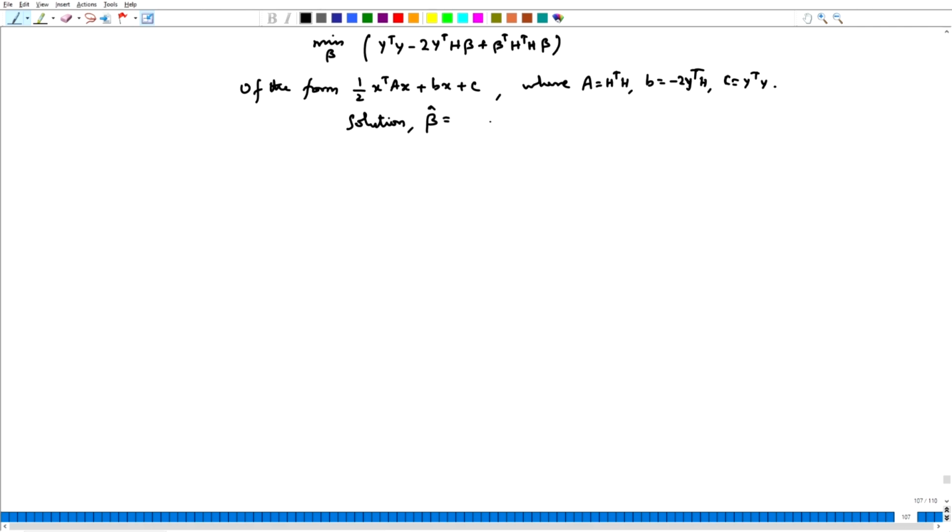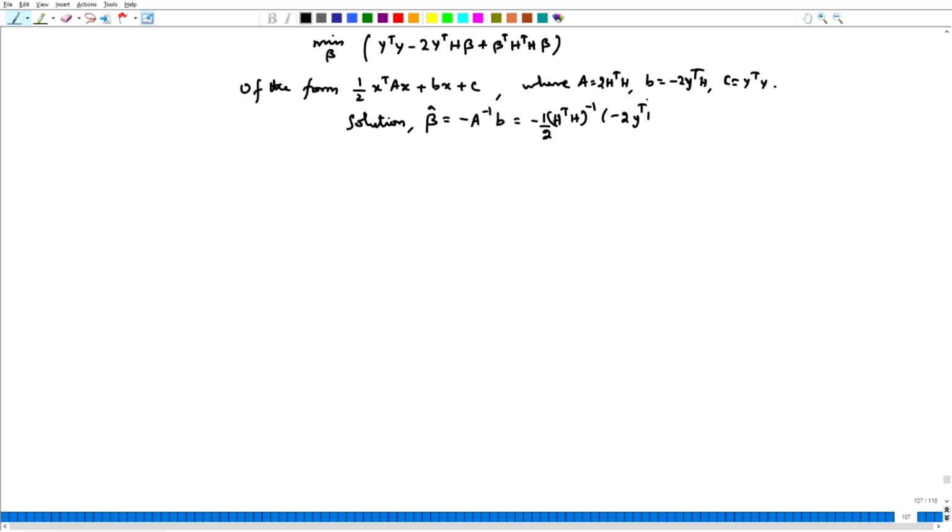And of course, the solution is beta hat equals minus A inverse b, which is minus H transpose H inverse. Wait, since we have a half in front, A is actually 2 H transpose H. I forgot that. So it is 2 H transpose H, so this will be a half, and here you have a minus 2 y transpose H.